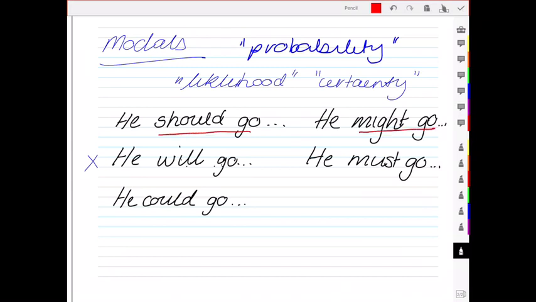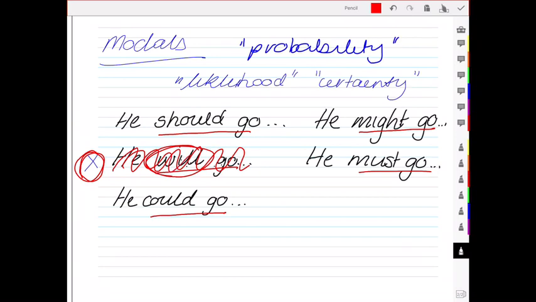Should, he should go, he might go, he must go, he could go, and the difference is he will go. And you can see I've put an X next to will go because will does not imply that there's any uncertainty that that thing will happen. So we usually just call that an auxiliary verb. So please don't get tripped up by that.